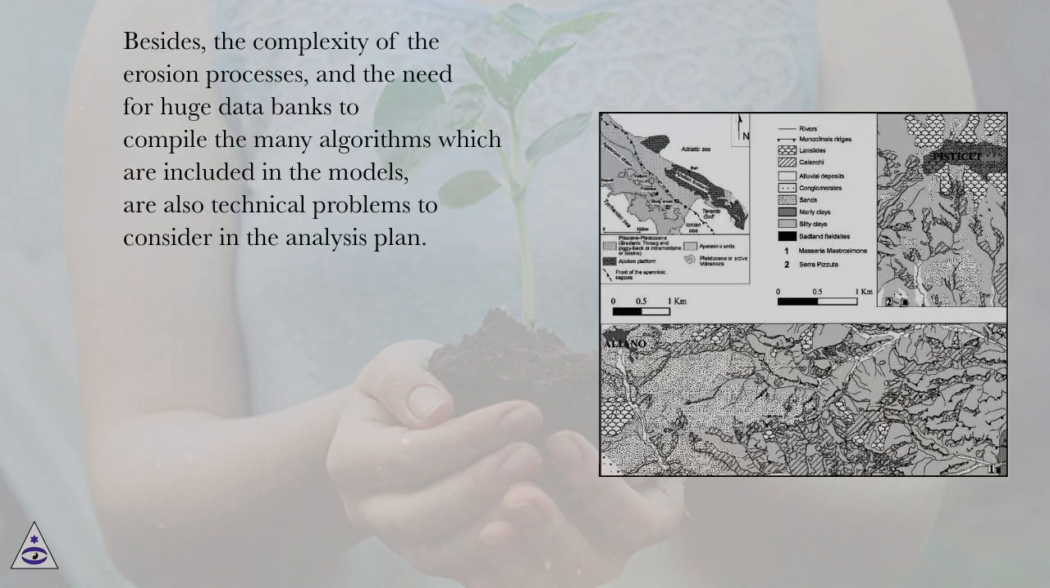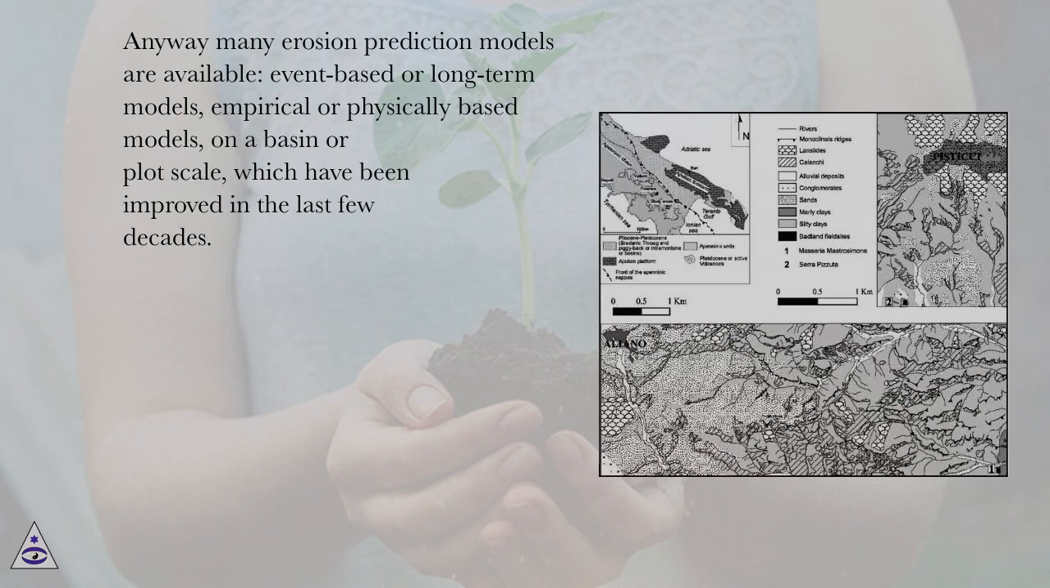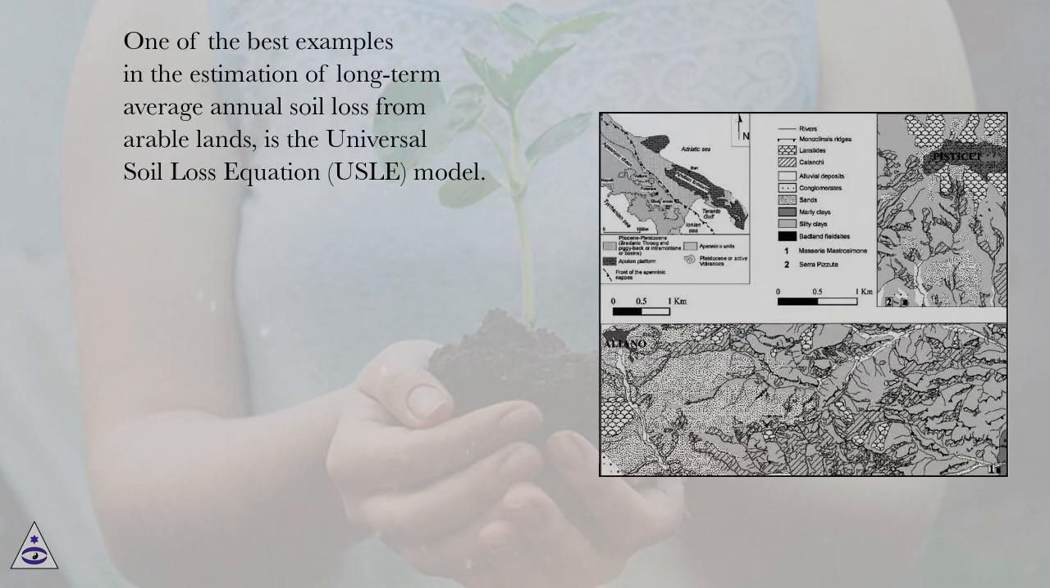Besides, the complexity of the erosion processes, and the need for huge data banks to compile the many algorithms which are included in the models, are also technical problems to consider in the analysis plan. Anyway, many erosion prediction models are available, event-based or long-term models, empirical or physically based models, on a basin or plot scale, which have been improved in the last few decades. One of the best examples in the estimation of long-term average annual soil loss from arable lands is the Universal Soil Loss Equation, USLE, model.